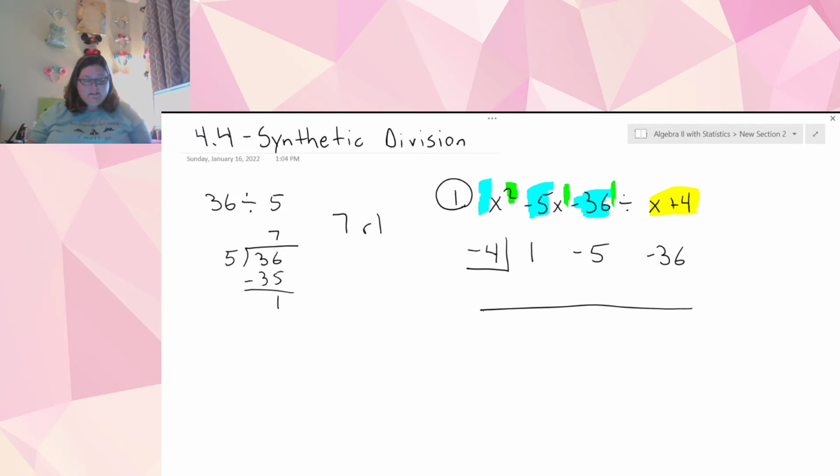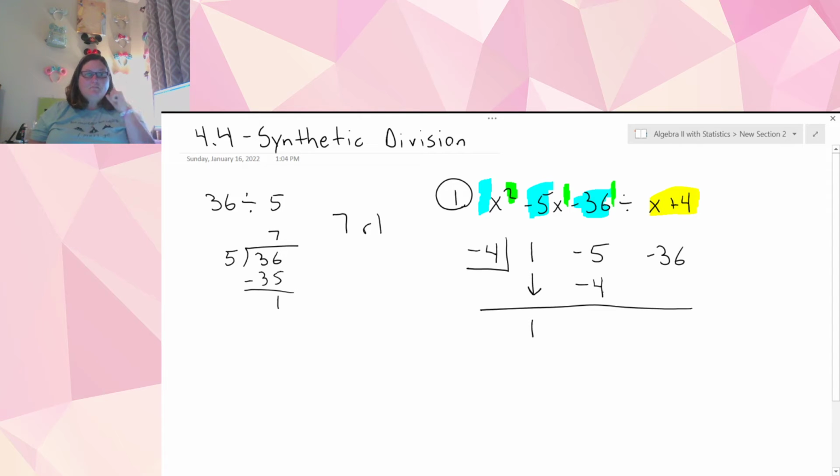So whenever we're doing synthetic division, we always bring down the first number. So we bring down the 1. Then we multiply the number in the box by the number we just brought down. So we do negative 4 times 1 is negative 4, and we write that underneath the negative 5.